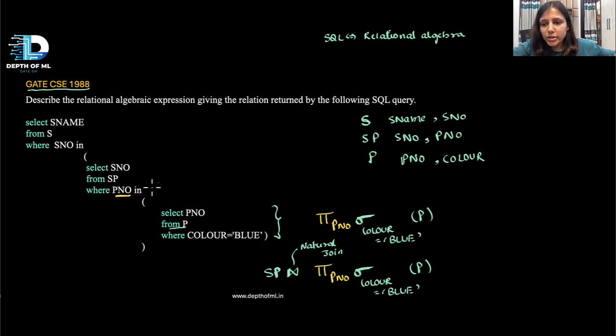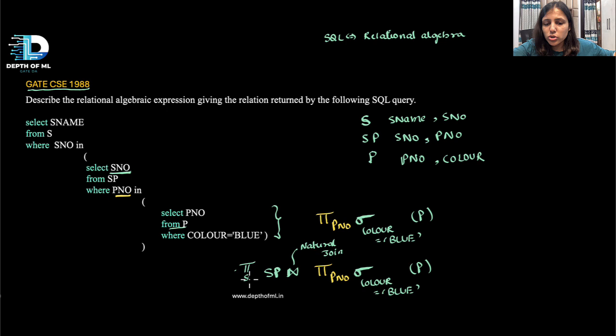Now you have joined this, and you want to select SNO from this merger. You are selecting all the SNO from the SP such that the PNO is in these particular PNOs, which you have already extracted. We have done a natural join of SP and whatever PNOs are there, so wherever the PNO matches the SP PNO, those rows will be retained. Now from here we have to select only the SNOs.